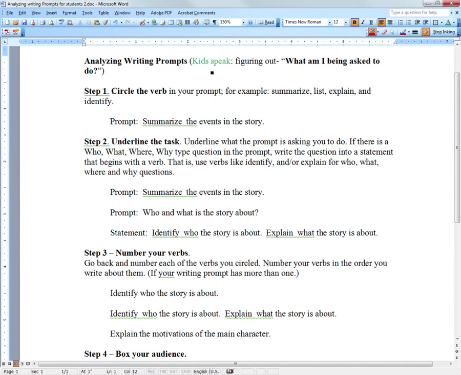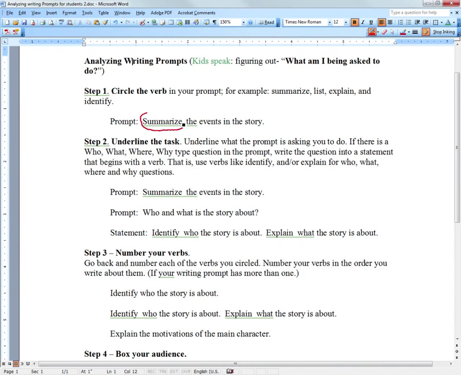So our first step in figuring out what am I being asked to do. Step 1, circle the verb in your prompt. For example, summarize, list, explain, identify. Those are all verbs that are commonly used in our writing prompt. So the first one we have here is summarize the events in the story. So I'm going to circle that.